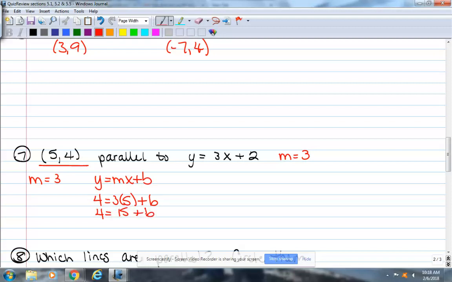And how do I solve that for b? Subtract 15 on both sides. And what's 4 minus 15? Negative 1. So there's m and b, so y equals what?